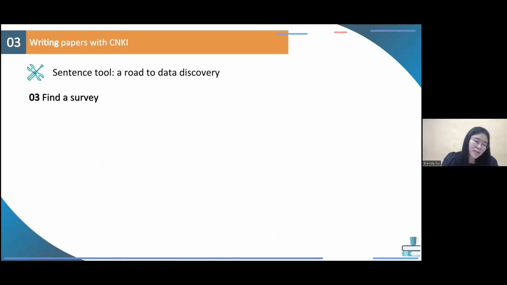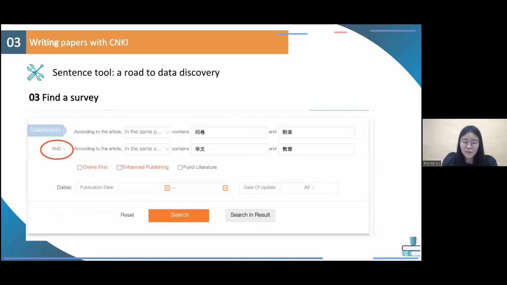Or if I'm going to conduct a survey on Chinese language teaching and learning in Thailand, and I need one for reference, I can also use sentence search to help me find what I need. Here I put 4 keywords, and I want to keep 华文 and 教育 in the same sentence because they're more closely linked. And for 问卷, 附录, meaning appendix, I just have to make sure they're in the same paragraphs. And here in the same paragraph means 20 sentences.